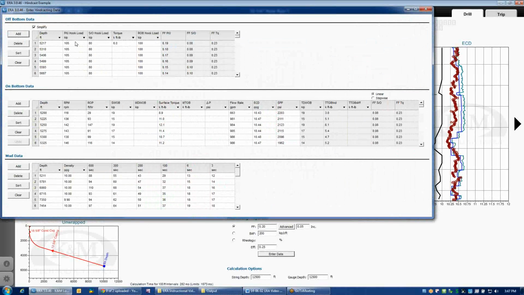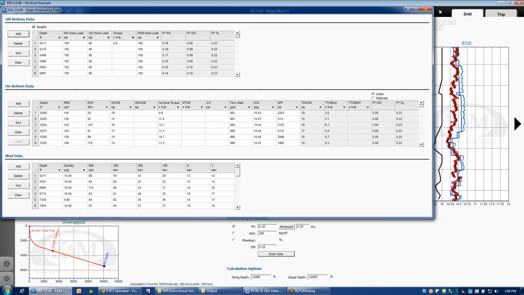off-bottom parameters, such as your pickup weight, slack-off weight, and torque, as well as any on-bottom data. This is while you're physically on-bottom drilling: rotary speed, ROP, surface weight on bit, surface torque, those sorts of things. And then, of course, mud properties that were measured as the section was drilled. This is where you would go about back calculating friction factors, calibrating your pump pressure or ECD model, but it's also key to being able to determine what the bit aggressivity factor and the bit efficiency factor is.